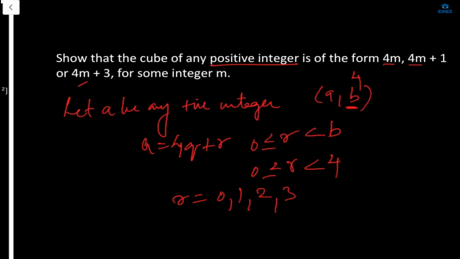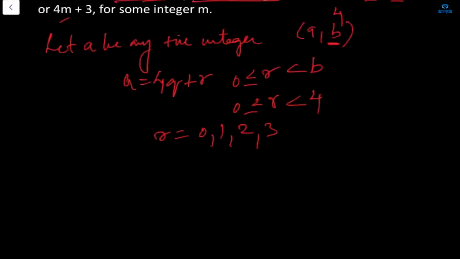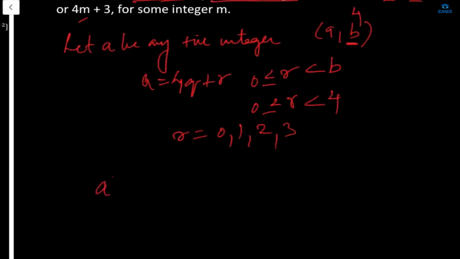Now it is telling you to take the cube of any positive integer. So A cube will be equal to what? 4q cube plus r cube.